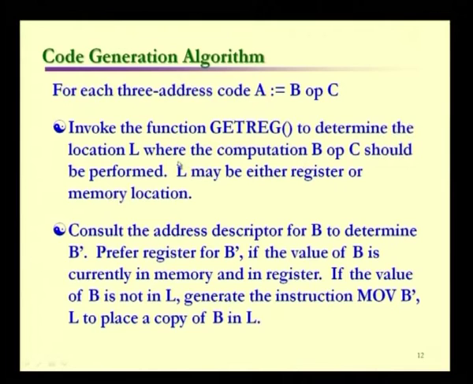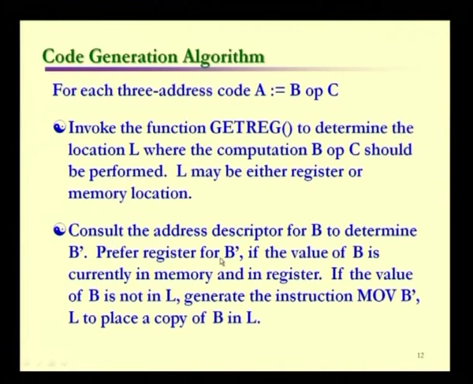Now assume that we have L where the computation B op C is to be carried out. It can be either a register or a memory location. Now we are talking about where B, the first operand, is available. It may be available in a register or in memory. How do you decide where the value of a variable is available? To find out what is in a register, we consult the register descriptor. To know where a value is available, we use the address descriptor. So you just consult the address descriptor of B to determine where B is.